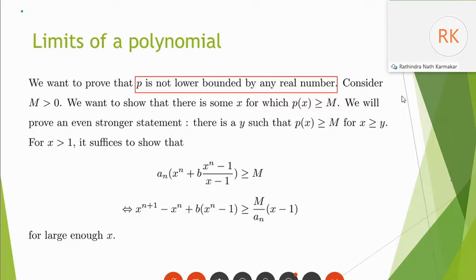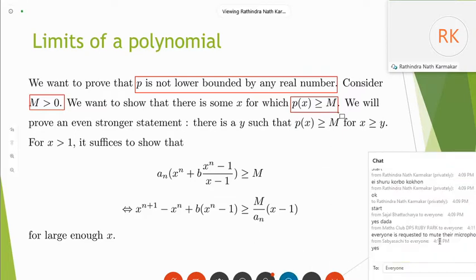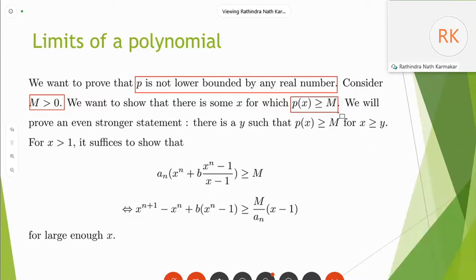So how do we show that? Consider a positive real number m. We want to show that there is some x for which p of x is greater than or equal to m. So we want to show that p of x will eventually exceed m somehow. Now this is equivalent to proving that p is not lower bounded by any real, because if it is not lower bounded by a positive real number, it cannot be lower bounded by any real number. Correct? Do all of you get this part of the argument? Can you repeat once more, Dada?